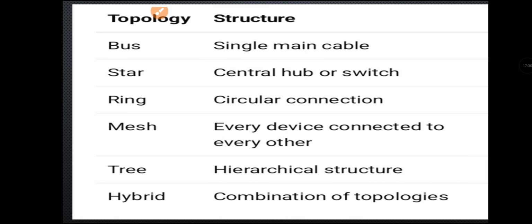Now before winding up, let's have the summary. Topology and structure. In bus topology, the structure is a single main cable. In star topology, a central hub or switch is the main structure. In ring topology, there is a circular connection. In mesh topology, every device is connected to every other device. In tree topology, the computers are in the form of a hierarchical structure. And in hybrid topology, we see a combination of different topologies.